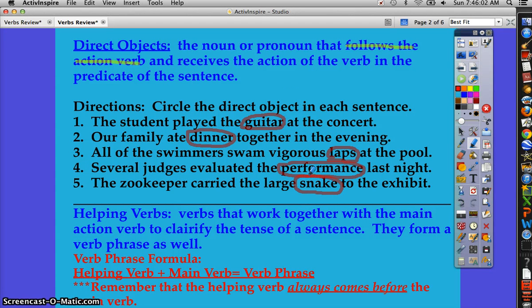So always remember, direct objects come after the action verb, and they're receiving the action of the verb in the predicate of the sentence, and they can be a noun or a pronoun as well.